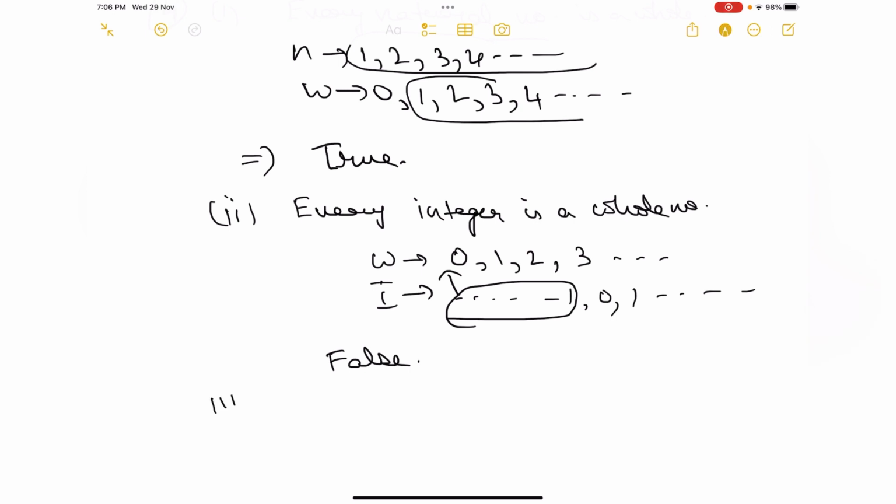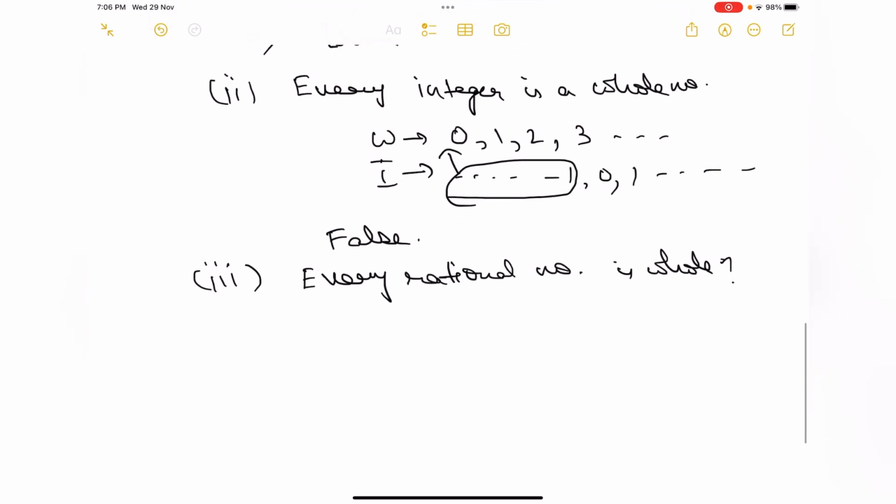Now, moving on to the third point. Every rational number is a whole number. Is that true? It is not true, right? Why? Because rational numbers are numbers that can be represented in the p by q form, right? So for example, 2 by 3. And what are whole numbers?